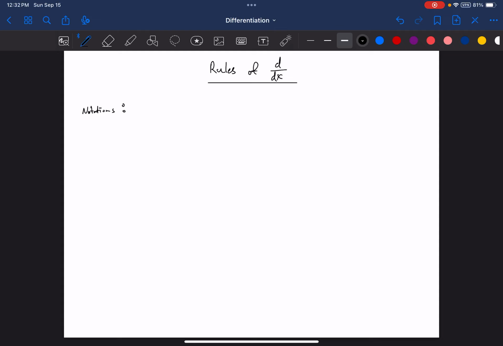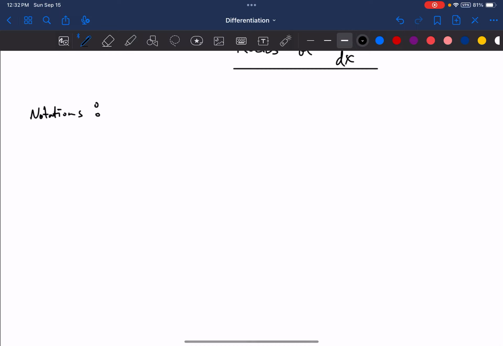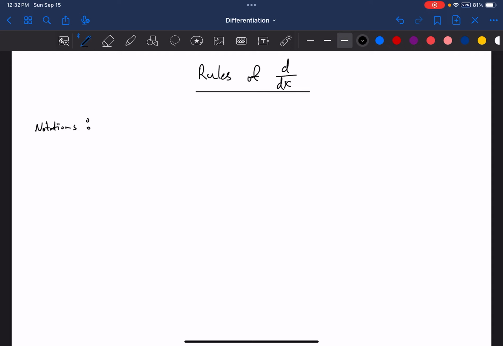Okay, now onto the rules of ddx, which is differentiation. I'm going to start with the notations, and then I'm going to go into the actual rules of ddx. I'm probably going to split this into a few videos because it's pretty long. So, notations. Let's say I have y equals a function like this.